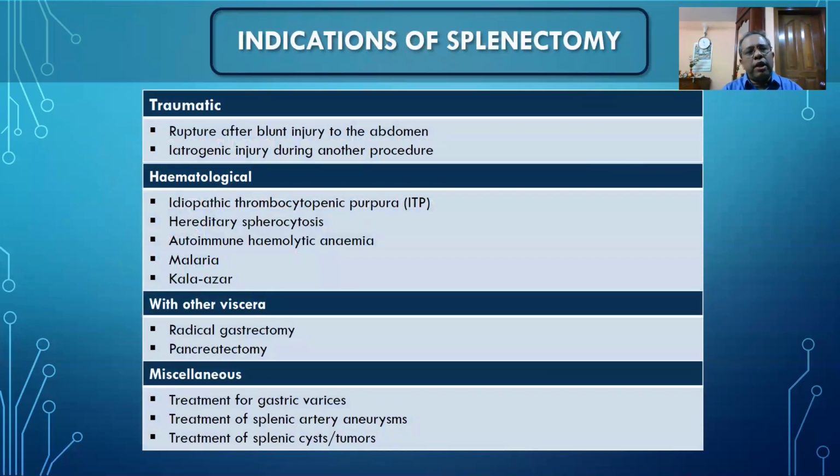Indications for splenectomy: traumatic, that means rupture after blunt injury to the abdomen, or iatrogenic injury during another procedure. Hematological: idiopathic thrombocytopenic purpura, hereditary spherocytosis, autoimmune hemolytic anemia, malaria. Along with other visceral surgery like radical gastrectomy, pancreatectomy, or total pancreatectomy. Miscellaneous: treatment of gastric varices in case of portal hypertension, treatment of splenic artery aneurysm, treatment of splenic cyst or tumor.